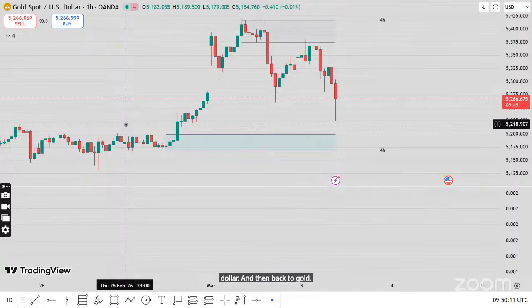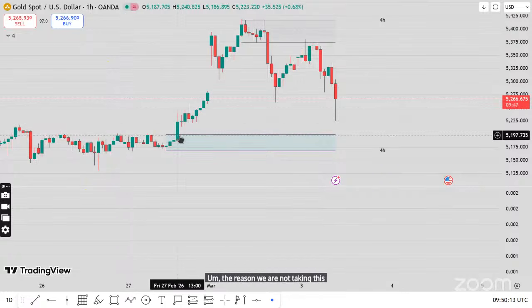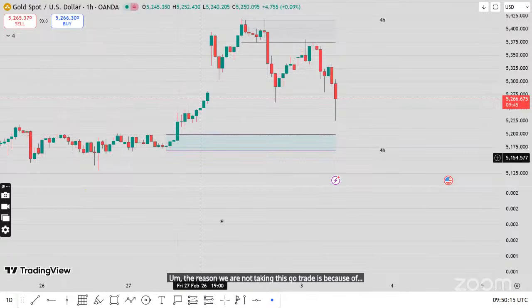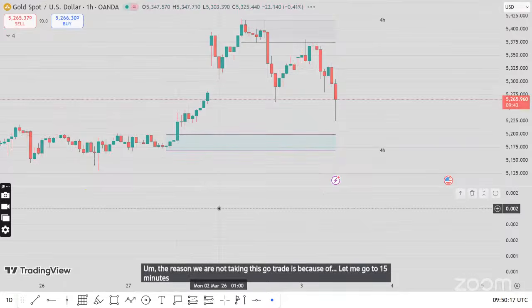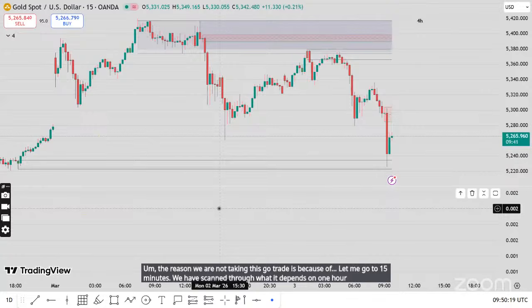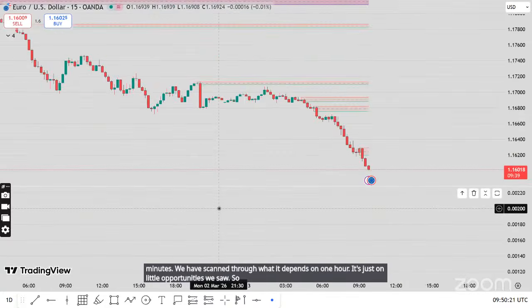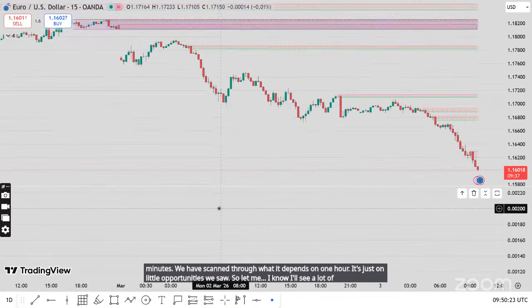The reason we are not taking this gold trade is because of, let me go to 15 minutes. We have scanned through the pairs on 1 hour. It's just only 2 opportunities we saw. So I know I'll see a lot of opportunities on 15 minutes, but let's see.